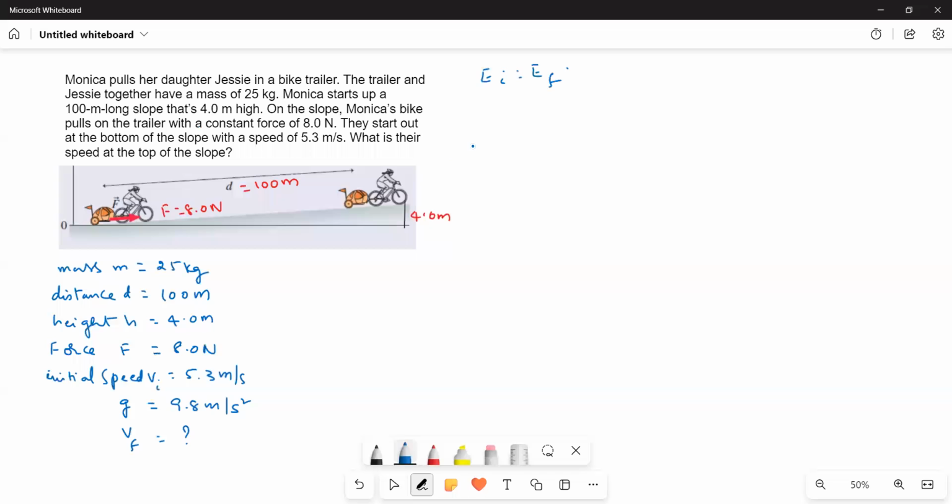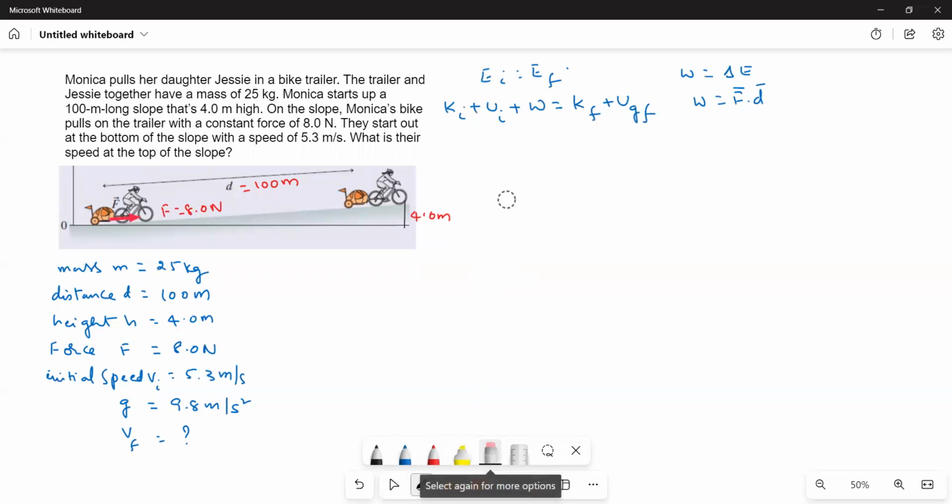Here, one more thing is work done is equal to change in energy. So work done is equal to F dot d. And then initially the object has, I will write all types of energy first, and later I will strike off whatever is not there. So Ki plus Ui plus work done must be equal to Kf plus Ugf. That is a better representation because we have gravitational potential energy.